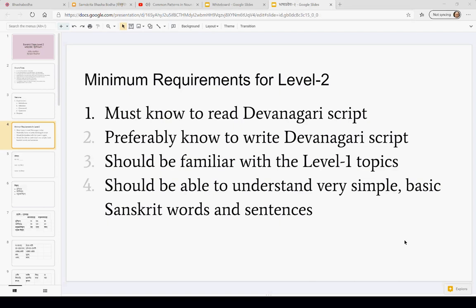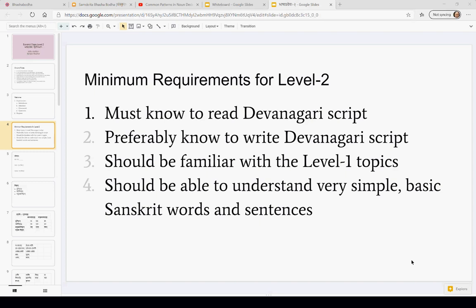We are not going to use transliteration or romanization or any other script. So we are going to just read it using Devanagari script. So you must know how to read Sanskrit. If you are not familiar with the Devanagari script, then please go back and practice. The different workbooks are available. If you still want the links to download those workbooks, please let me know in email, and I'll send the links again. But this is very important, to know the Devanagari script.